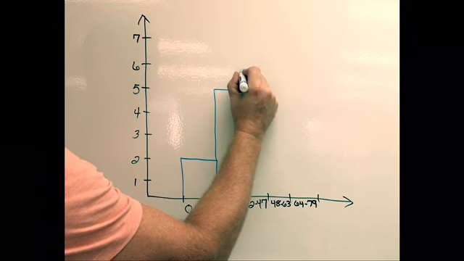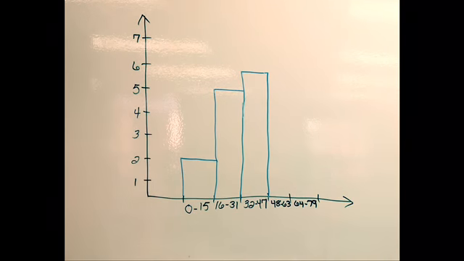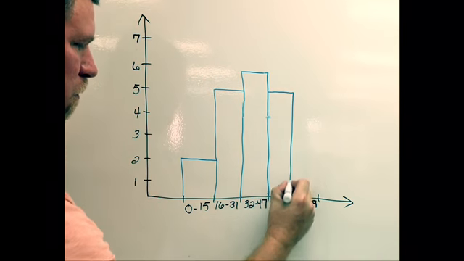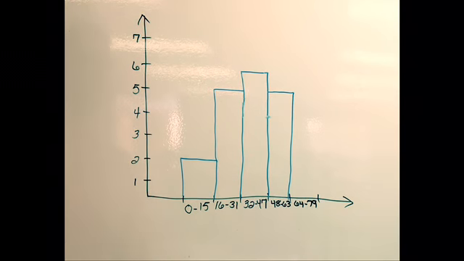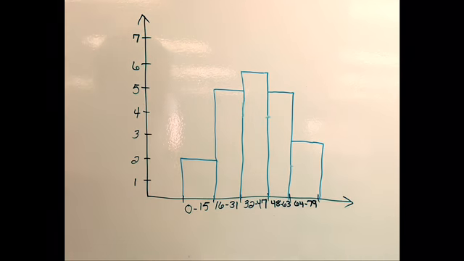My next bin, 32 to 47, had 6 people. And there were 5 people between the ages of 48 and 63. And my last bin had 3 people that fell between the ages of 64 and 79. This is a histogram.